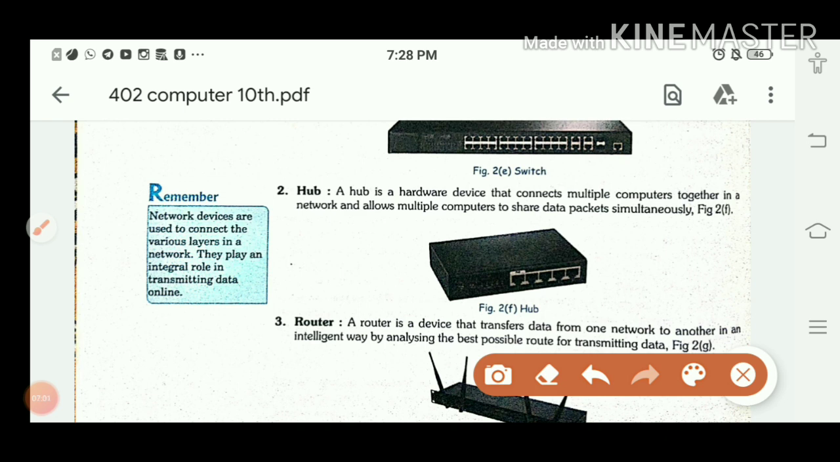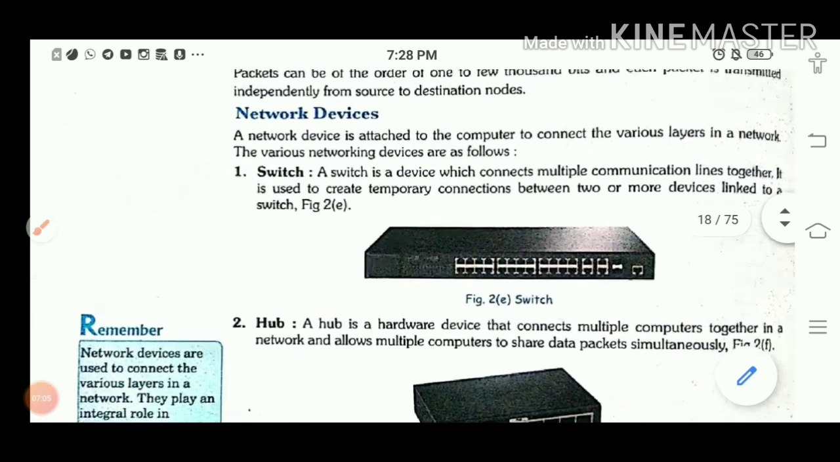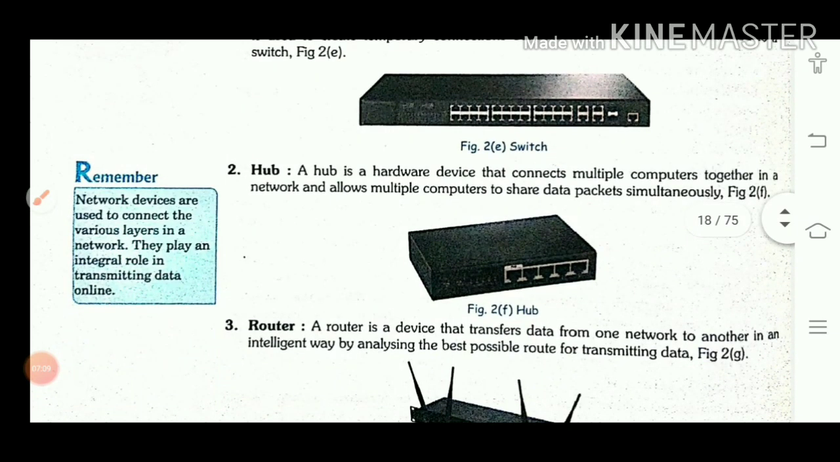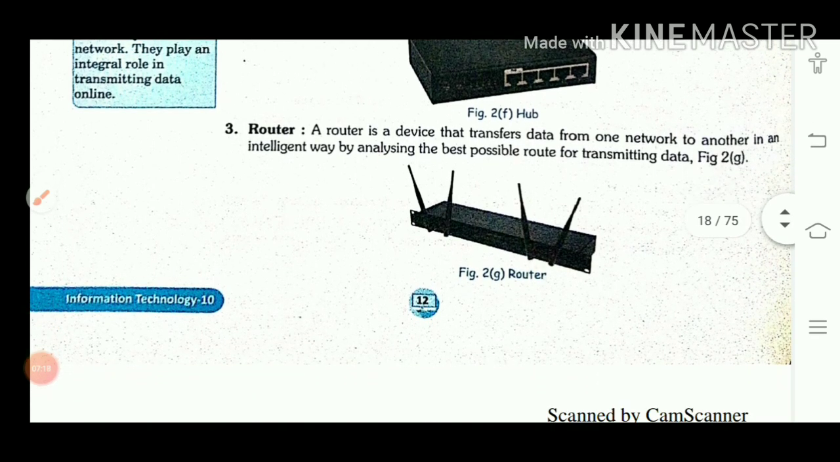Okay, understood? What is the difference between a hub and a switch? The switch gives data only to the node that is requesting, while the hub gives data to all the nodes that are part of that network. That's why the hub is known as a dumb switch.